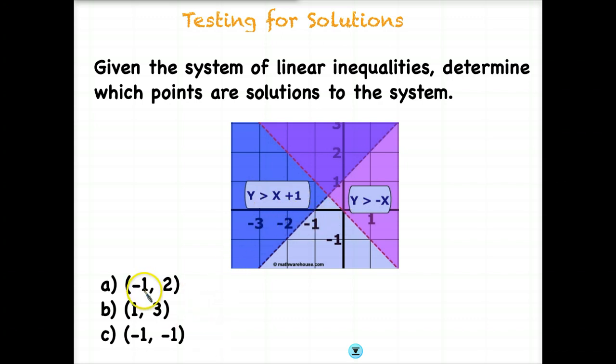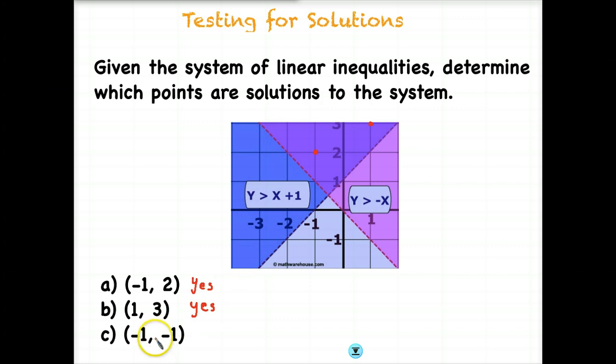So if I take this point, -1, 2, let's find it on the graph. So if I go over here to -1, 2, that's right here. And that point is in our common shaded area. This shaded area is a solution to both of these equations. So this point is in fact, yes, a solution to both, to the entire system. Let's take the point 1, 3. 1, 3 is up here. That is also a solution to this system. That is in the darker purple shaded area. So that point works for both. It is a solution for both.